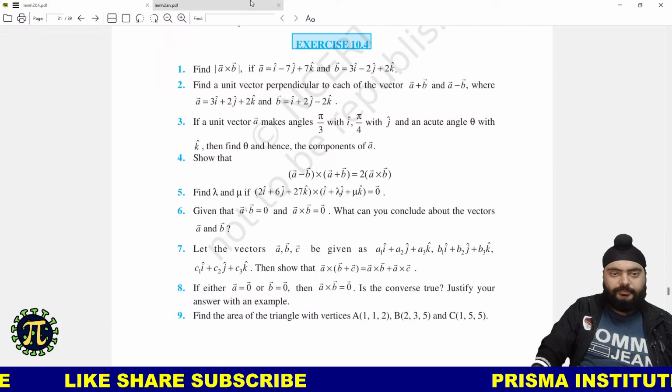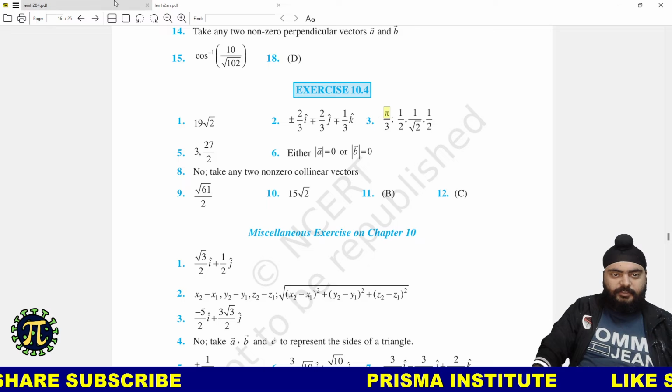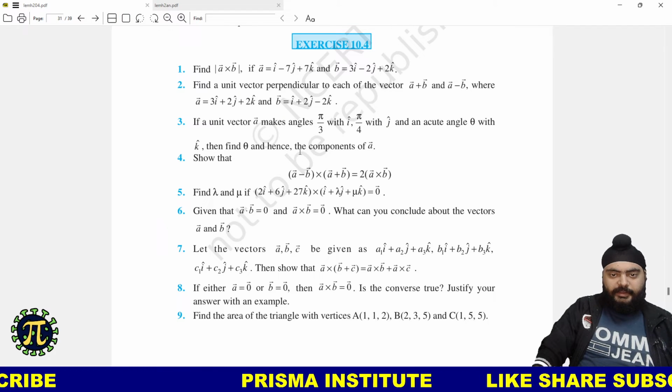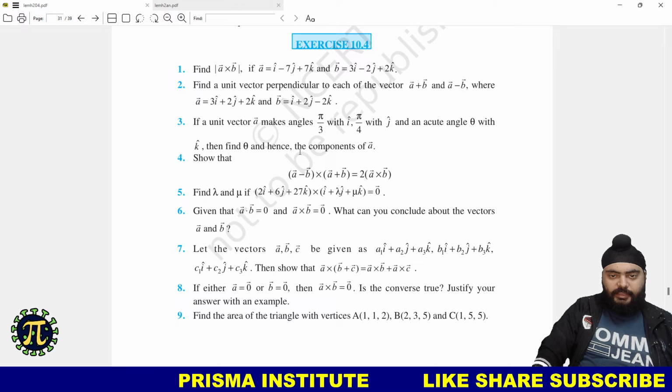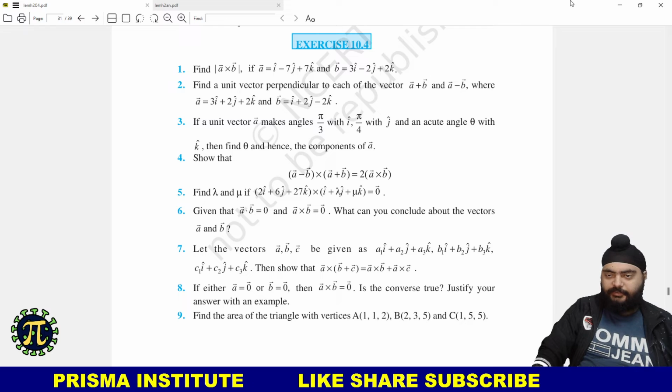Let's check the answer. So the answer is pi by 3. So there is a second part to the question. The second part says find the components of the A vector. So what will be the components of the A vector?